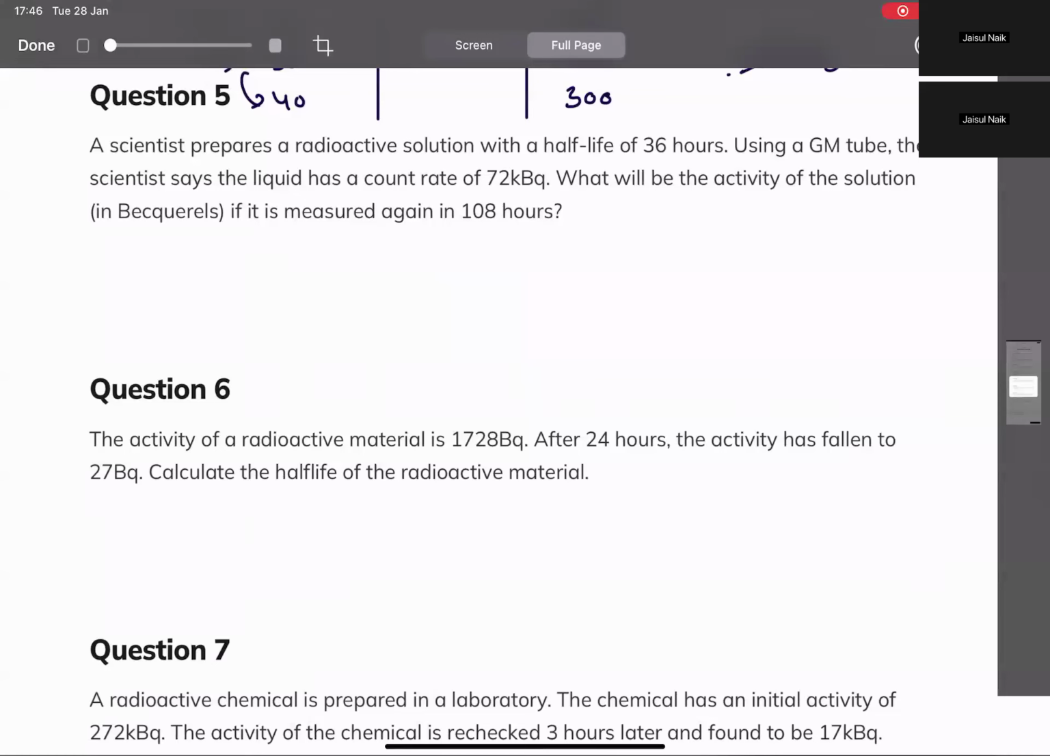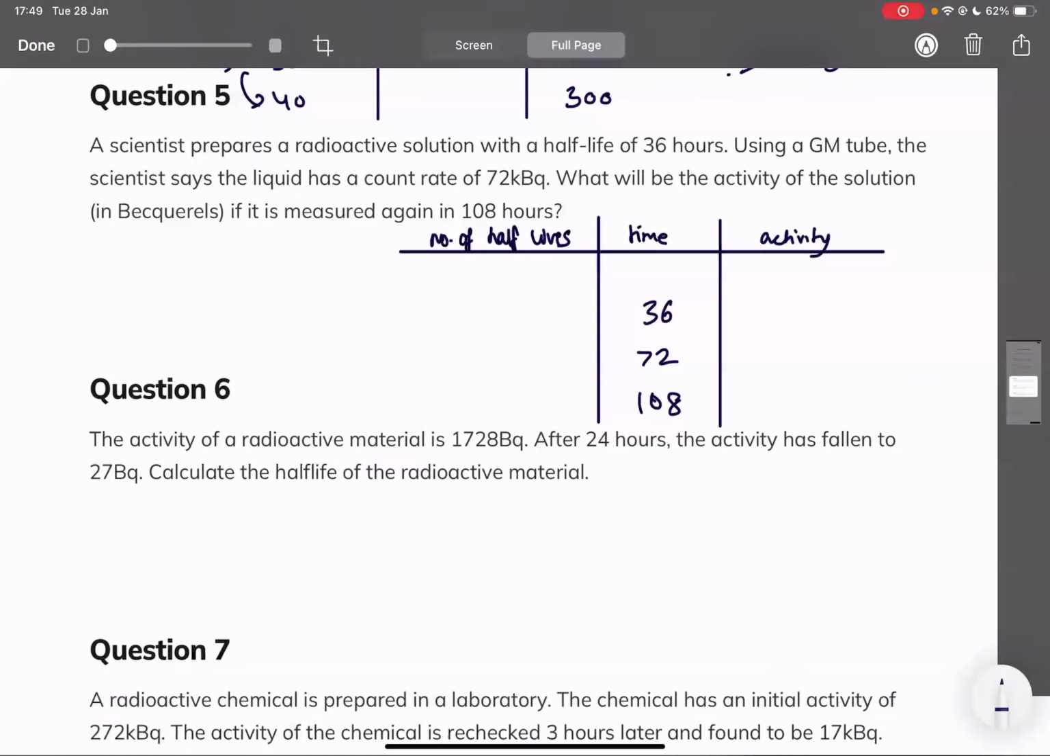Try 5 and 6. For question five, let's just figure out the time and the activity at different stages. Make sure to put 0 first, or the start, and then one half-life, two half-lives, three half-lives. It starts off with an activity of 72. After 36 hours, it will halve and become 36. Then it will halve again and become 18, and halve again and become 9. That's what we got, right?